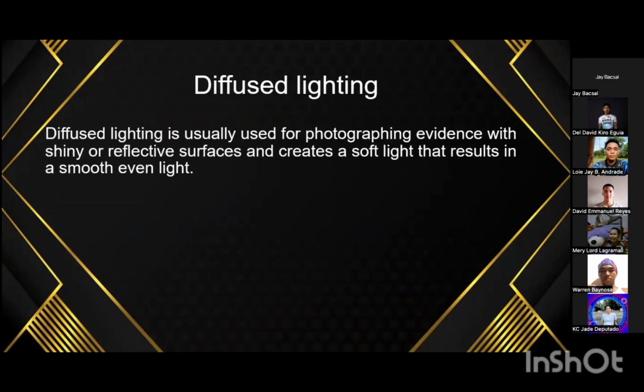Diffuse lighting. Diffuse lighting is usually used for photographing evidence with shiny or reflective surfaces and creates a soft light that results in a smooth, even light. This means that the light has no uneven concentration across the spread of its beam. Diffuse light, or soft light, is light that is filtered by something, such as sunlight through a sheer curtain. Light from behind a lampshade is also called diffuse, compared to the direct light of a bare bulb.